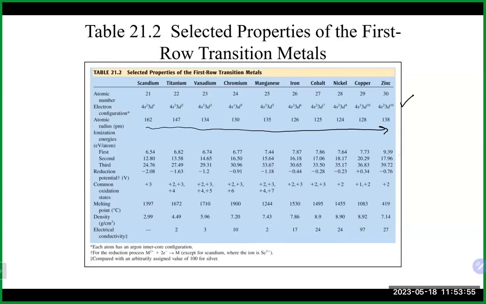Here's our ionization energy in electron volts, which is a different unit. Our common oxidation states, which are our +3s and +2s. We also see a slight increase in the density as you go to the right as well.